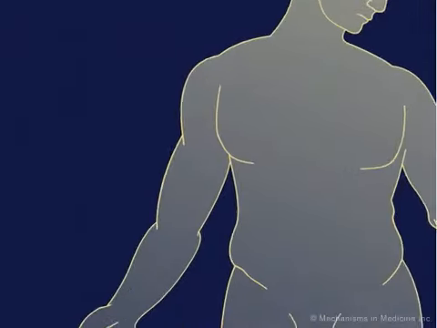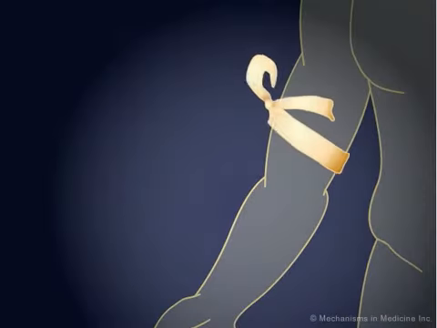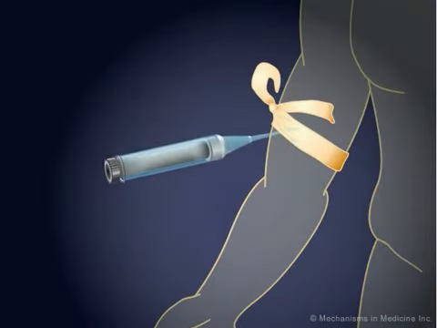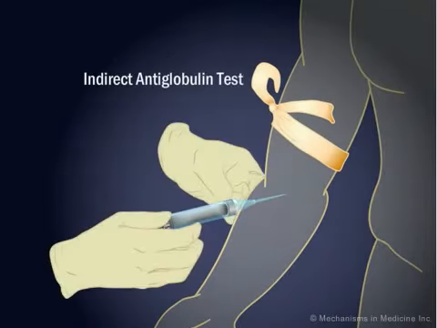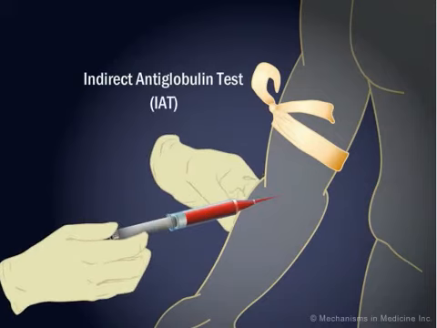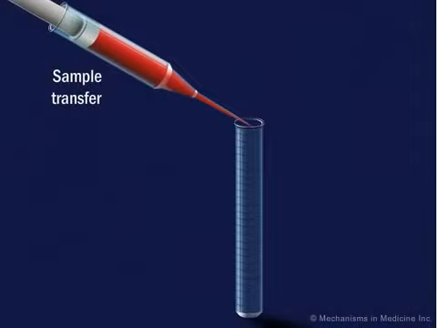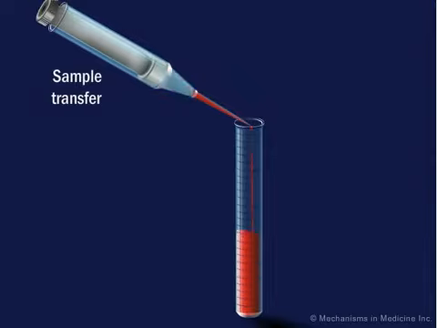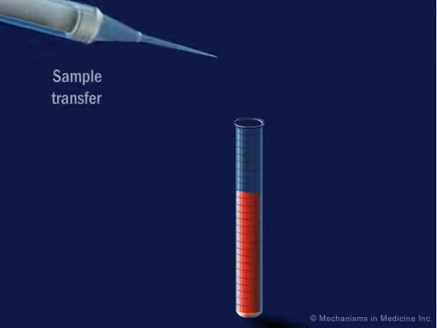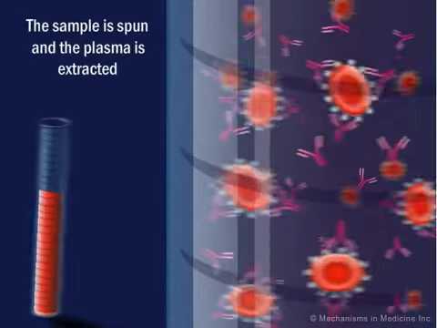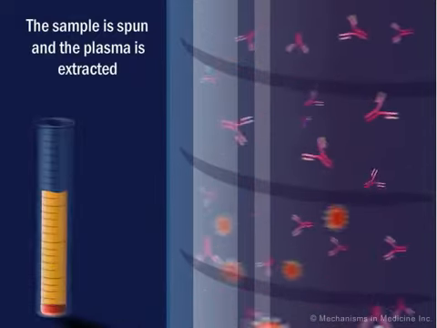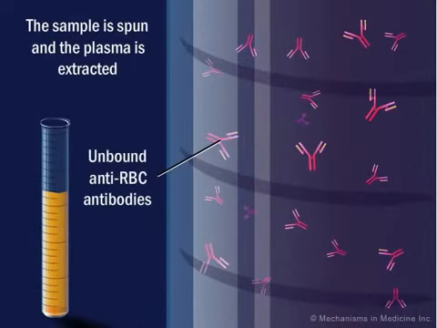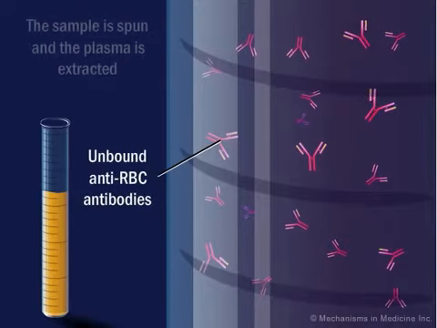To detect whether human anti-red blood cell antibodies are present in the plasma of a patient, an indirect antiglobulin test, or IAT, is used. Unlike the DAT, which relies on the red blood cells in the sample, the IAT only deals with the extracted plasma. Unbound human anti-red blood cell antibodies remain in the plasma.